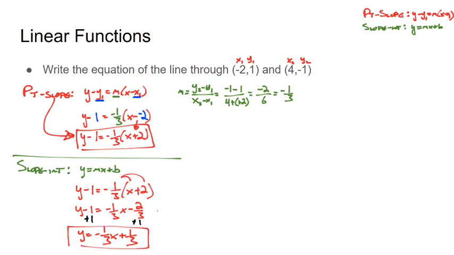I probably should have color-coded, but this is going to be our slope-intercept form right here, and this is going to be our point slope form.